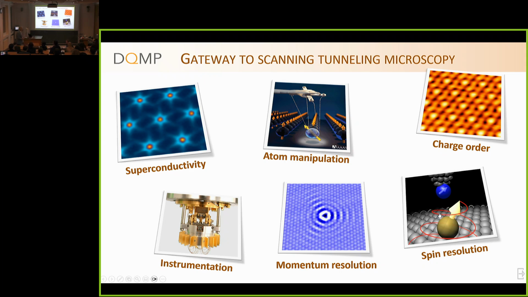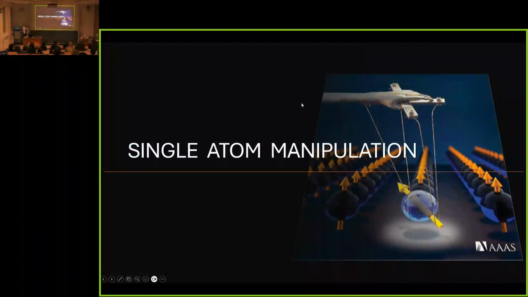Atomic manipulation? Okay. So the idea here is to show you that with the STM you can actually pick atoms on a surface and move them where we want. And once you know how to pick atoms, then you can also modify the apex of the tip.